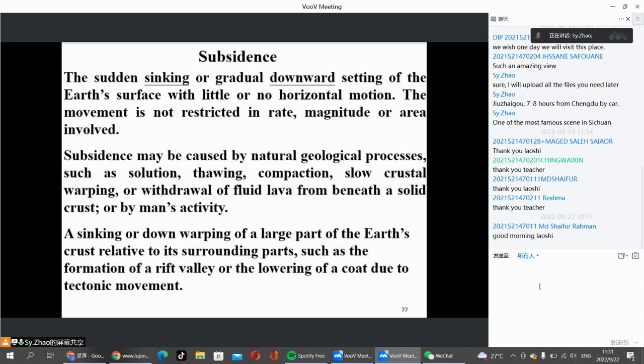A sinking or downwarping of a large part of the Earth's crust relative to its surrounding parts, such as the formation of a rift valley or the lowering of coast due to tectonic movement.